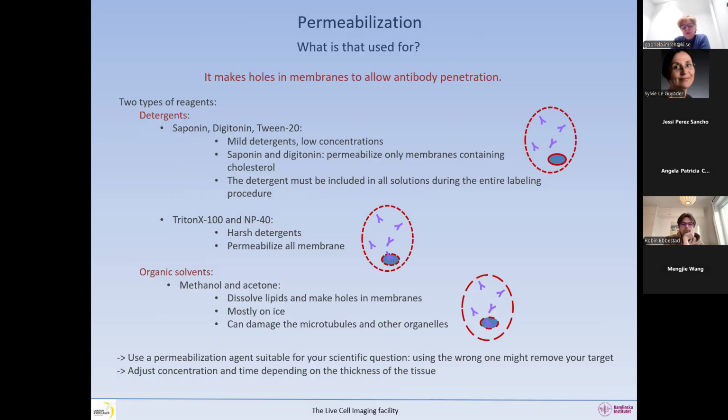And always adjust the concentration and time depending on the thickness of your tissue. If you are using these organic solvents for permeabilization, or fixation for that matter, always be sure that your antibodies are compatible with it.